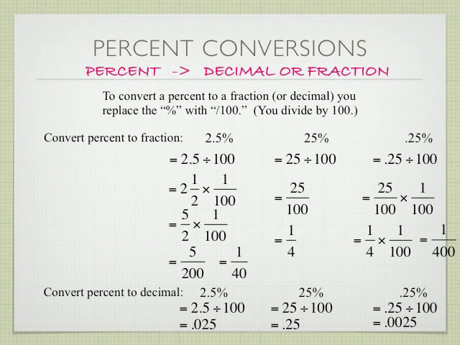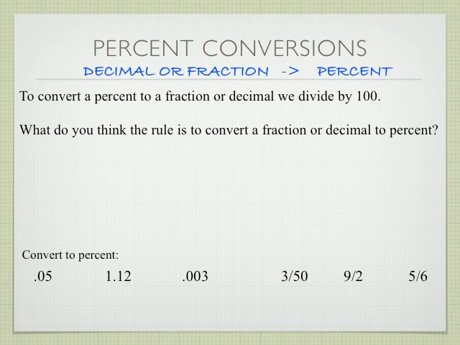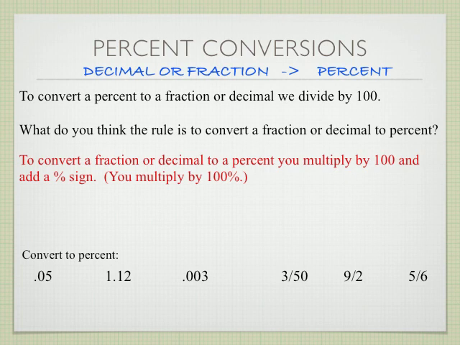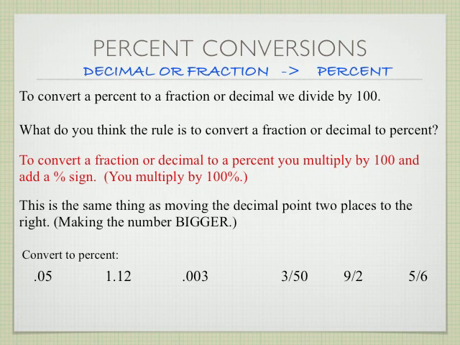And again, the very most common thing we'll be doing is the easiest one, which is converting to a decimal. So to convert a percent to a fraction or a decimal, we divide by 100. How do you think we convert a fraction or a decimal to a percent? To convert a fraction or a decimal to a percent, we just multiply by 100 and add the percent sign. So we multiply by 100%. So to convert 0.05 to a percent, it would be 5%. Remember, since I'm multiplying by 100, I'm making the number bigger.